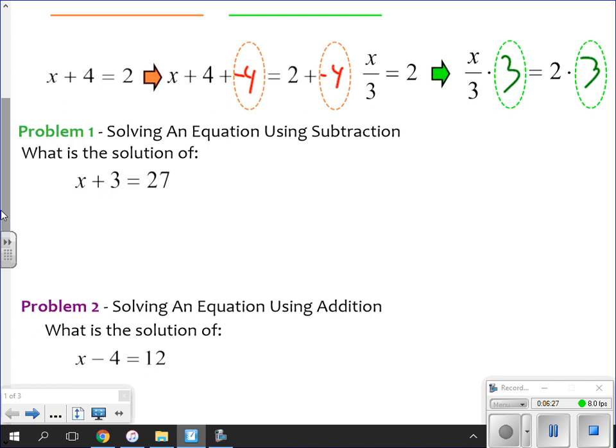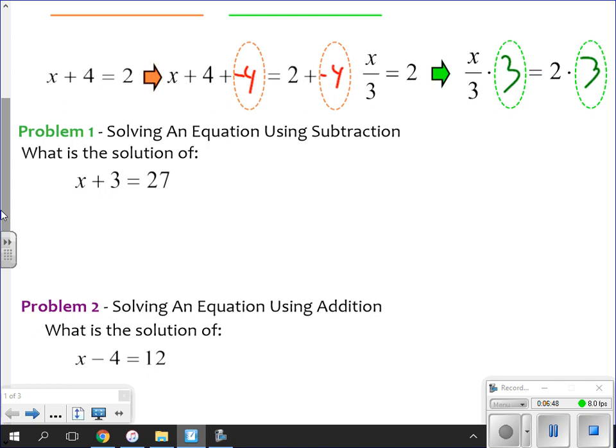I have x plus 3 equals 27. The idea is I want to get x by itself. I want my x all by itself. So what I have to do is get rid of what's being done to the x. Right now, I'm adding 3. So I have to get rid of the plus 3.